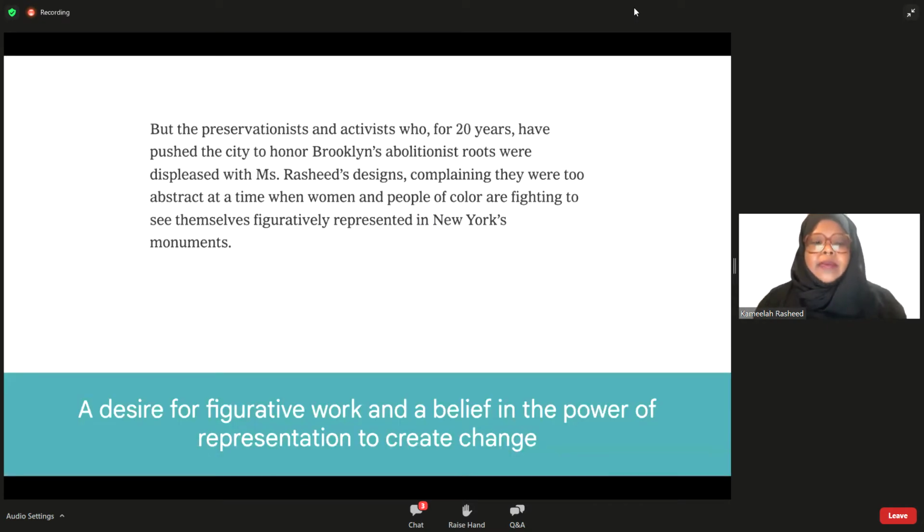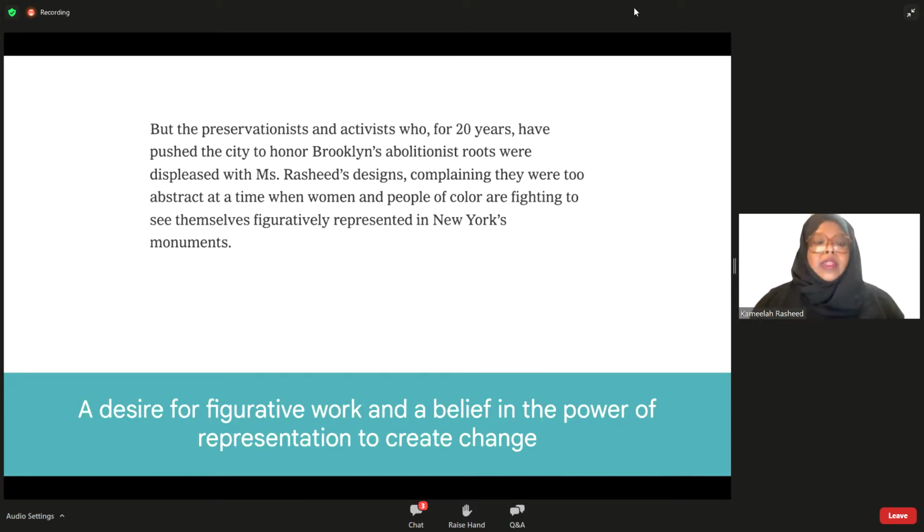Let's hop in there. In trying to be attuned to listening to what folks are saying and sharing, I went through all the articles that have been published about this project, folks who have been talking about it, and decided let's pull this out and get into it. One article, from 2021 in the New York Times, states that preservationists and activists who for 20 years have pushed the city to honor Brooklyn's abolitionist roots were displeased with Ms. Rasheed, that's me, designs, complaining they were too abstract at a time when women and people of color are fighting to see themselves figuratively represented in New York's monuments.